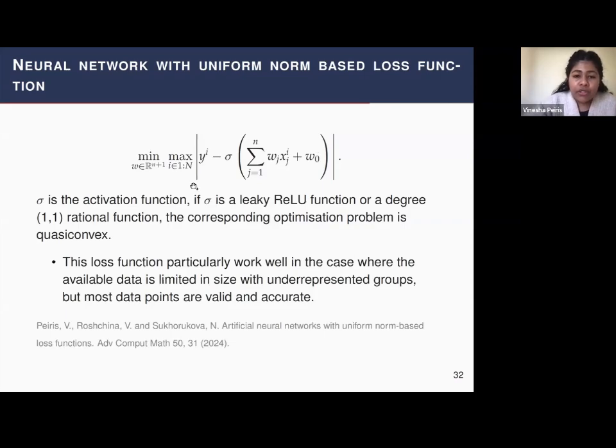And in the case where you have a leaky ReLU function for your activation function here, then this loss function particularly works well in the case where you have a very small training data set with underrepresented groups, but you have to make sure that most points are valid and accurate points.